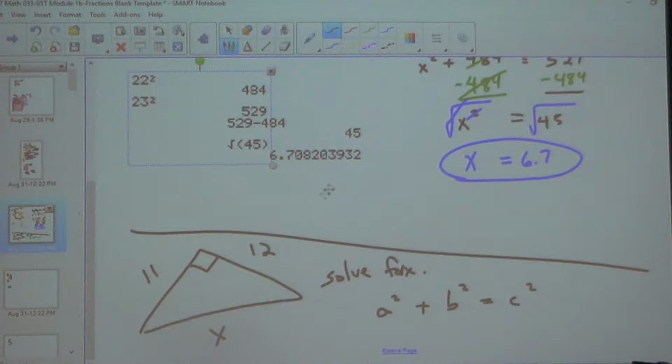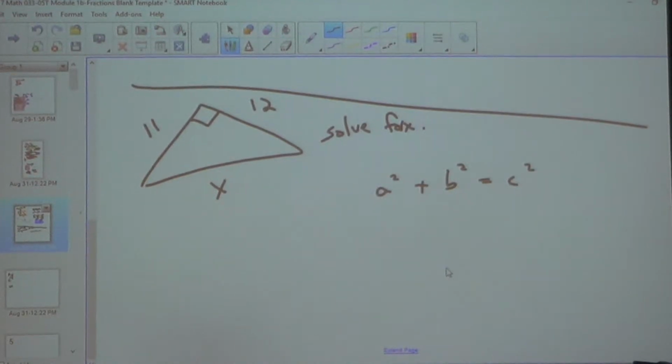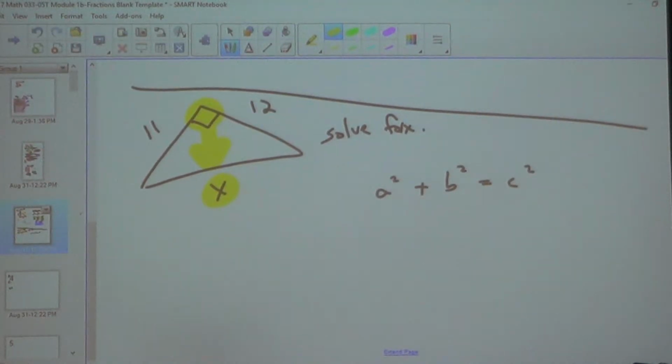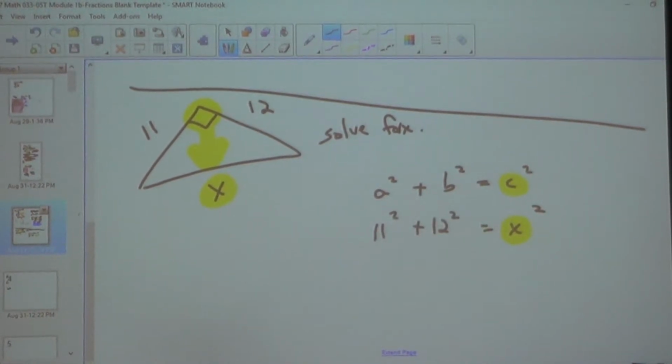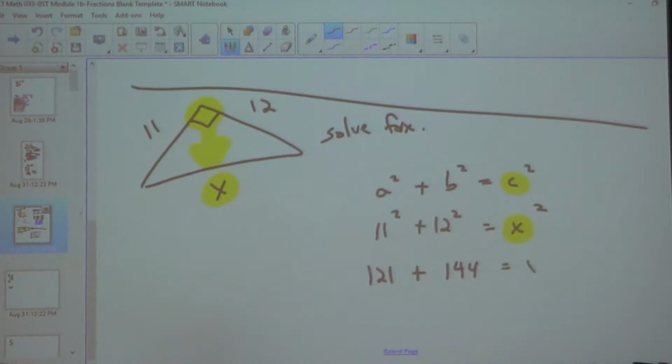Now here's a different kind of problem, and it'll say something like solve for X. Now for this one, again, you have to find C. So which one is C in this problem? You see right here that my C is my X? I just flip-flopped it, I turned it cattywampus. So my C is my X. My A and my B doesn't matter, as long as my C is my X. 11 squared is 121, 12 squared is 144.